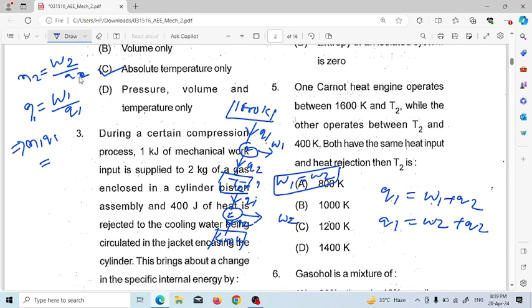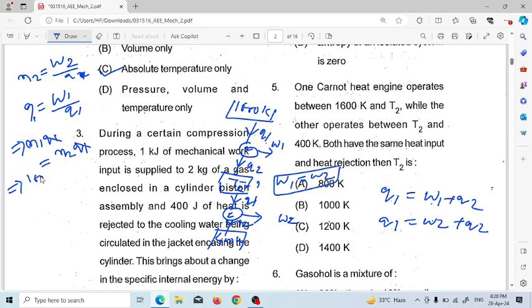Sorry, Q1 is equal to Q2, and this is Q1, also the heat input. So this is Q1, which is equal to efficiency into Q1. So Q1 cancels and efficiency 1 is equal to efficiency 2. So efficiency 1 of the first engine is equal to (T higher minus T lower) divided by T higher.